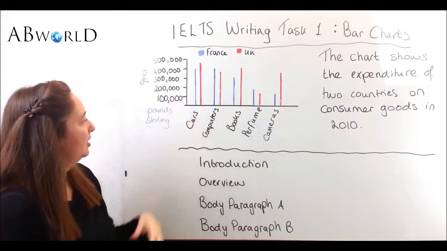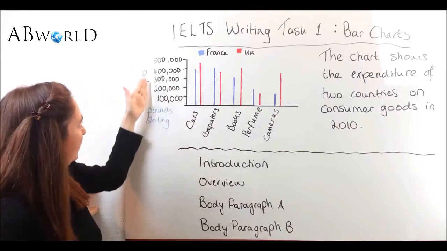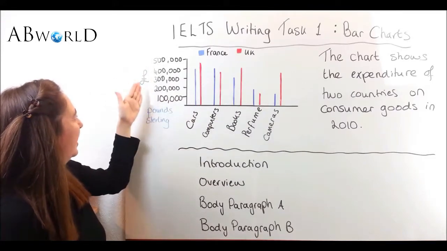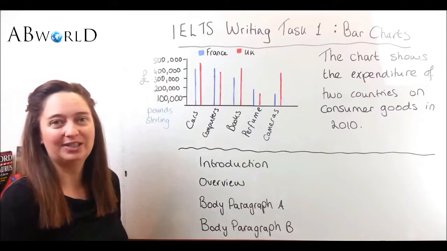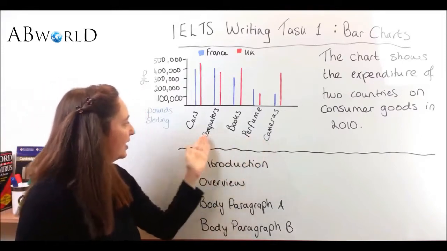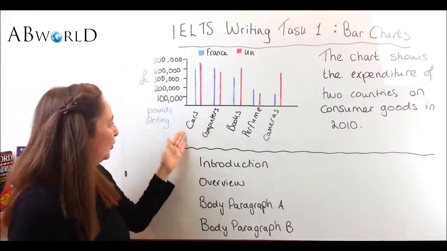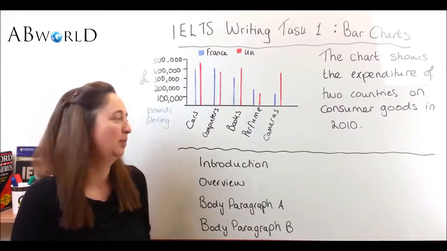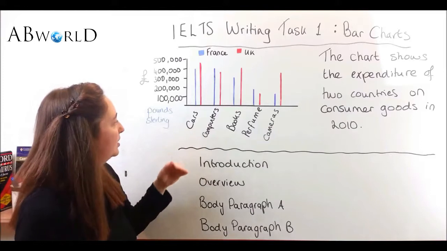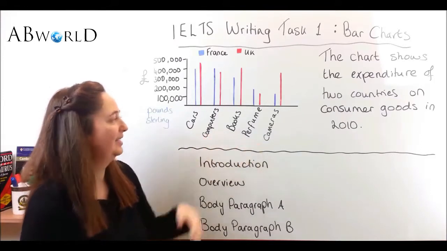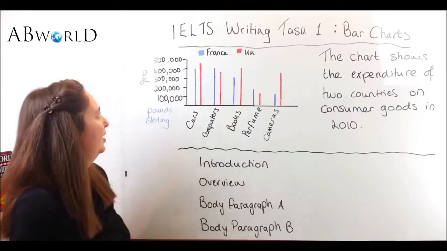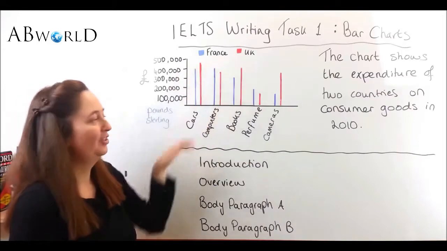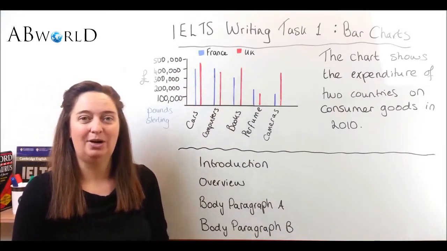Now, when we look at the bar chart, we can see that down the vertical axis, so at the side, we've got all the different amounts of money that the 2 countries spend. Along the bottom, so that's the horizontal axis, we've got all the different types of consumer goods. So we've got 5 different types of consumer goods. We have cars, computers, books, perfume and cameras. And if we look further, we can see that the 2 countries, we've got one in blue and one in red. We've got France and the UK. So that is our bar chart for this lesson.